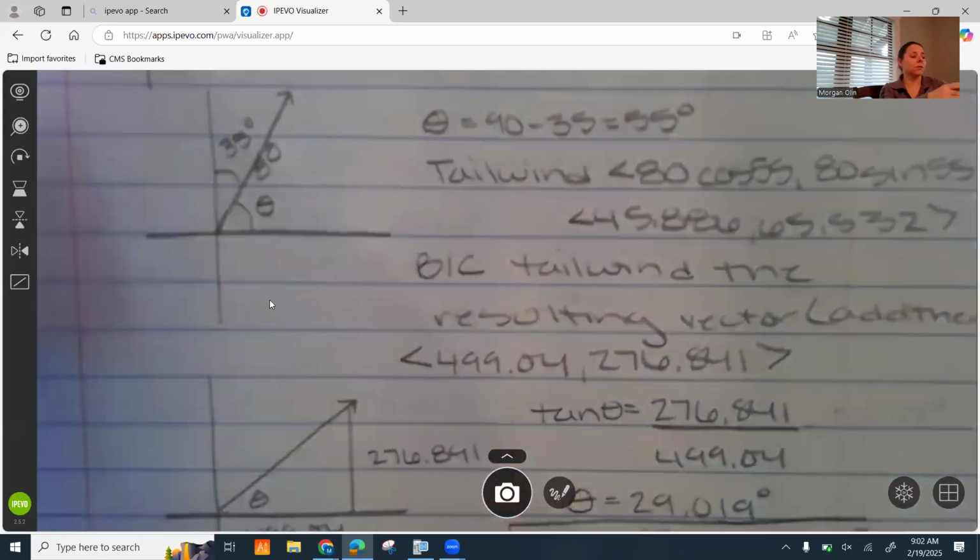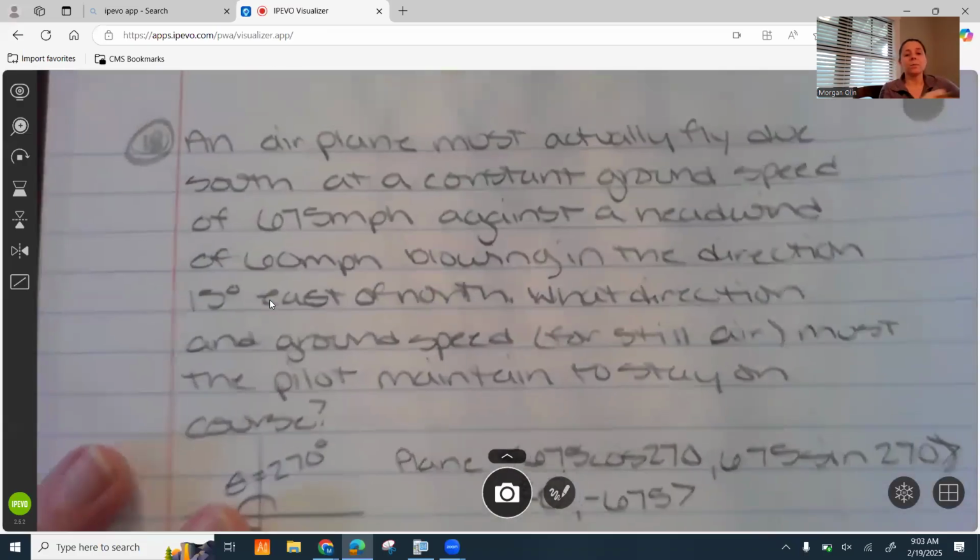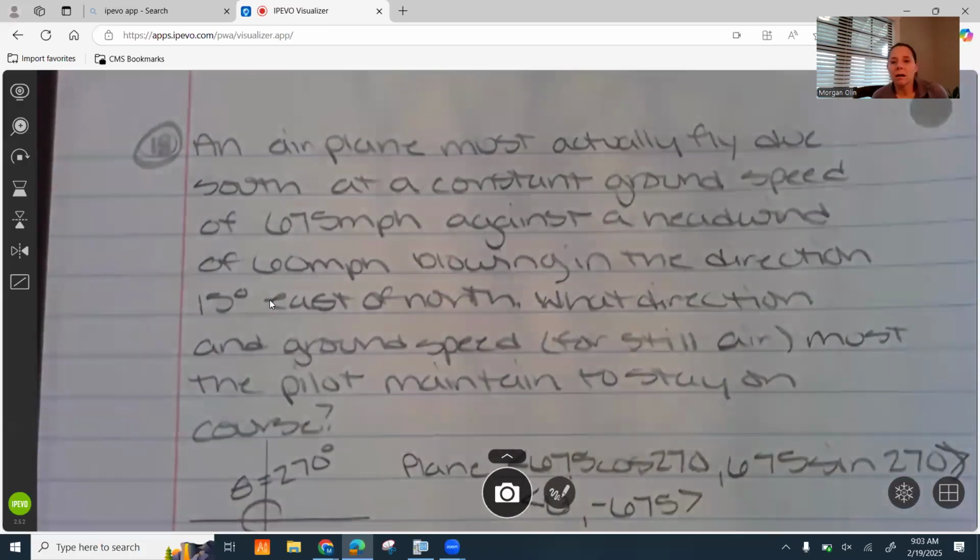Okay, now let's look at another one right here. An airplane must fly due south at a constant ground speed of 675 miles per hour against a headwind of 60 miles per hour blowing in the direction 15 degrees east of north. What direction and ground speed for still air must the pilot maintain to stay on course? So this is actually the same thing, except I gave you a headwind this time.